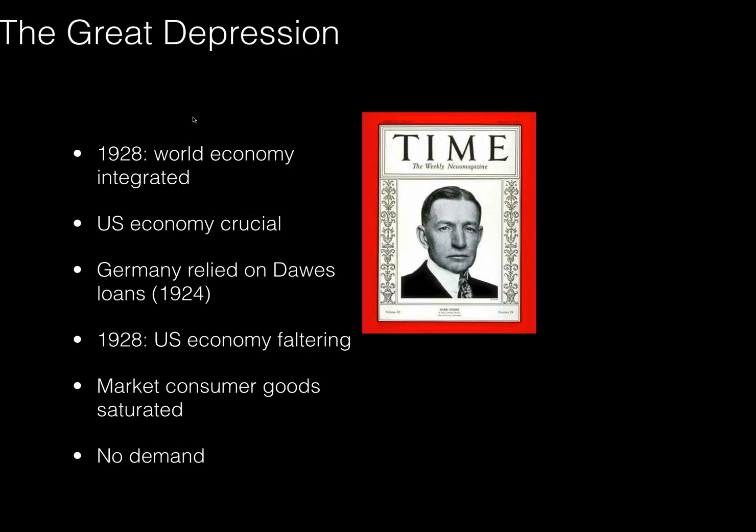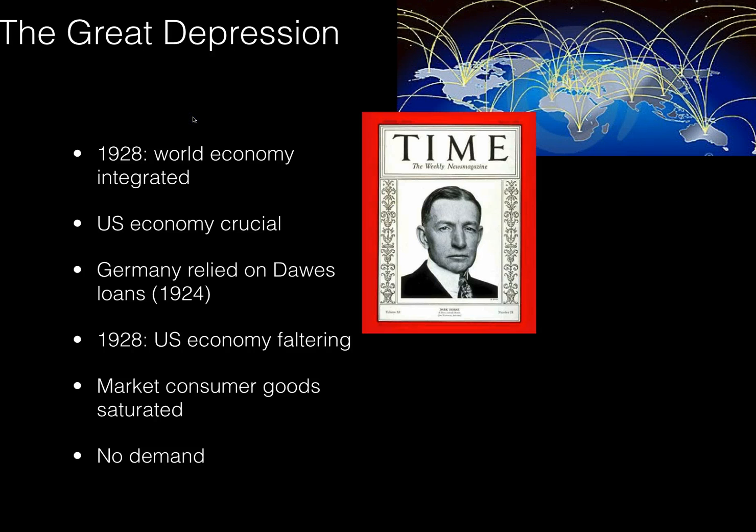Let's begin by looking at the Great Depression. By 1928, the world economy was heavily integrated. That meant that the US economy was crucial as the world's largest economy. If demand fell in the United States, if there was an economic crisis there, this would have a knock-on effect on other countries around the world, as all economies were essentially connected.